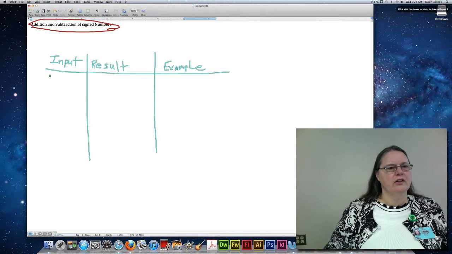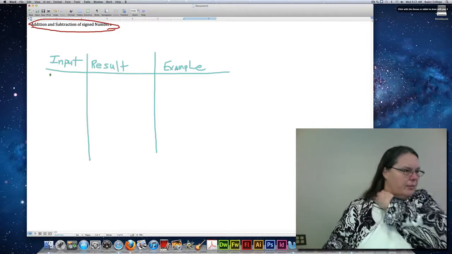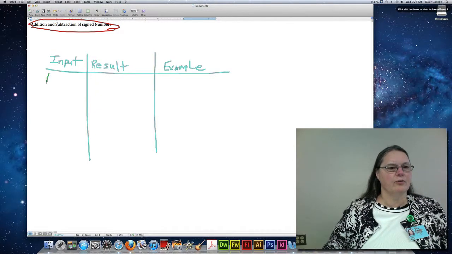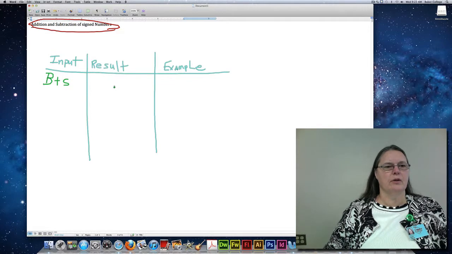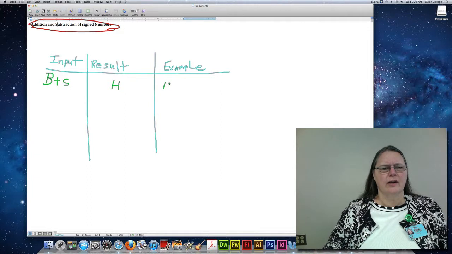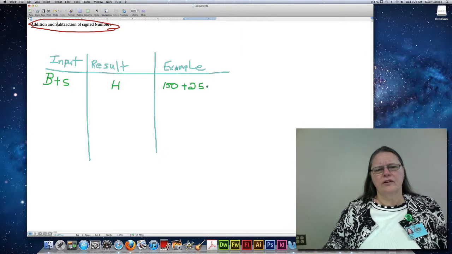So the first thing I want to look at is what happens to a number when the signs change when we add or subtract. Let's suppose that we have a big number and we're going to add a small amount to that big number. We're going to get a lot larger number, so I'm just going to put an H for huge, okay? And this is something you've done for a long time. Let's say we have 150 and we add 25 to it. We end up with 175.